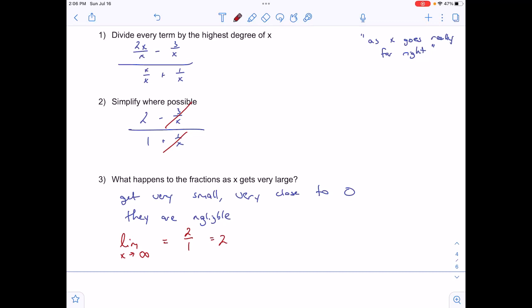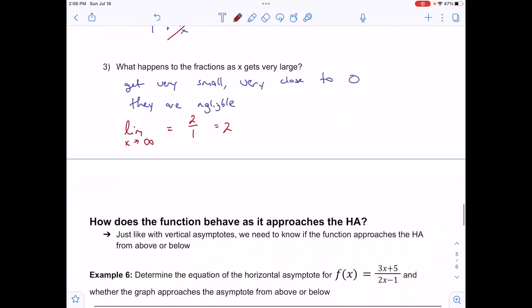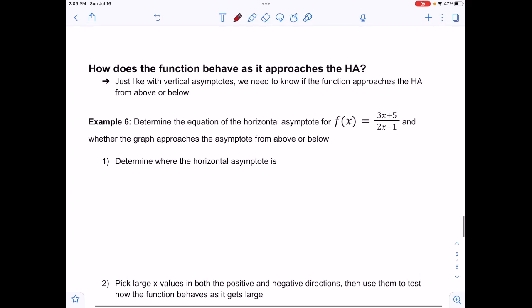And this is what we use in order to find our horizontal asymptotes. Okay, we're checking these limits here. We're going to be using them to determine how our function looks as x gets really, really, really big, to positive infinity and also down to negative infinity. And just like with vertical asymptotes, we need to know if the function is going to approach our horizontal asymptote either from above or from below.